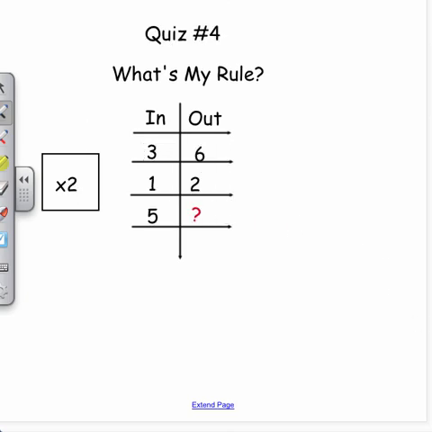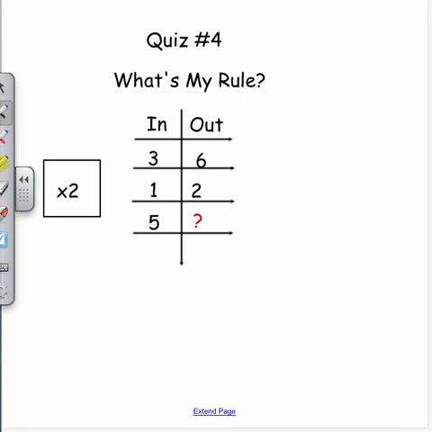Okay, let's have you try one. This is quiz question number 4. What's my rule? This time some of them have been filled in for you. We put a 3 in, the rule is multiply by 2, and a 6 came out. We put a 1 into the machine, multiplied by 2, and a 2 came out. Your job now is if you put a 5 into this machine and multiply by 2, what number is going to come out? Once you have finished that, you can go ahead and put your quiz into the online quiz on the website, and then you will have finished your homework for this evening.